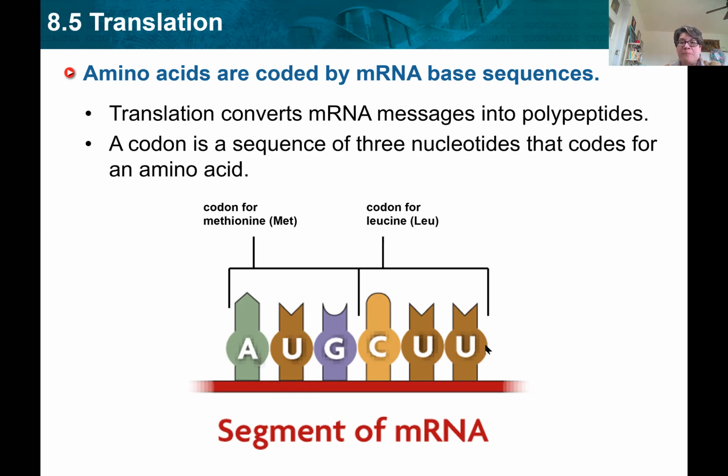So let me move on. Okay, I guess I didn't explain that very well. A codon is when you have 3 nucleotides in a sequence, and that's going to code for 1 amino acid. So here we have this codon, AUG. It's going to code for MET, which is methionine. And then these 3, CUU, are going to code for leucine, which is another amino acid.